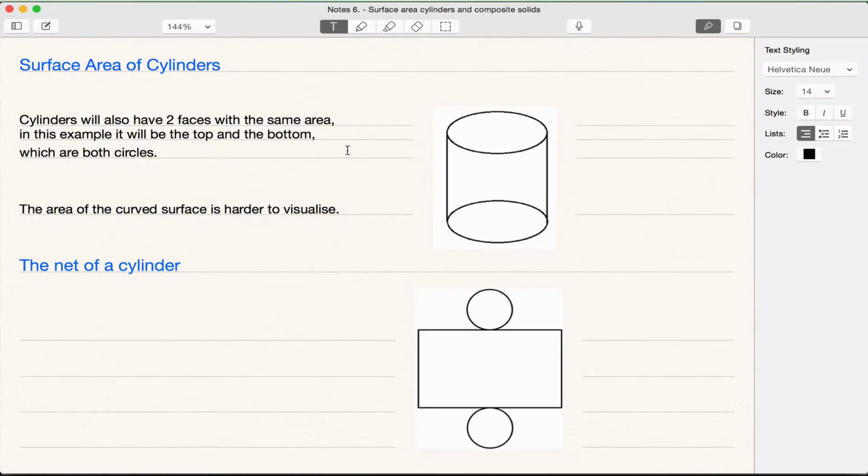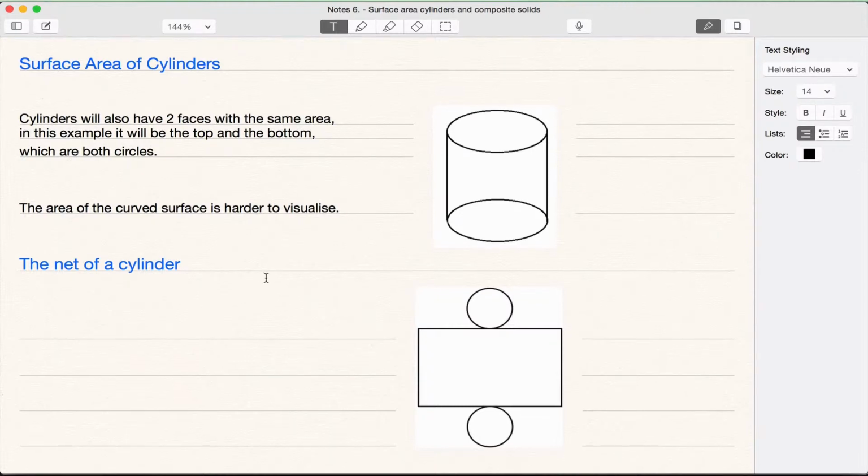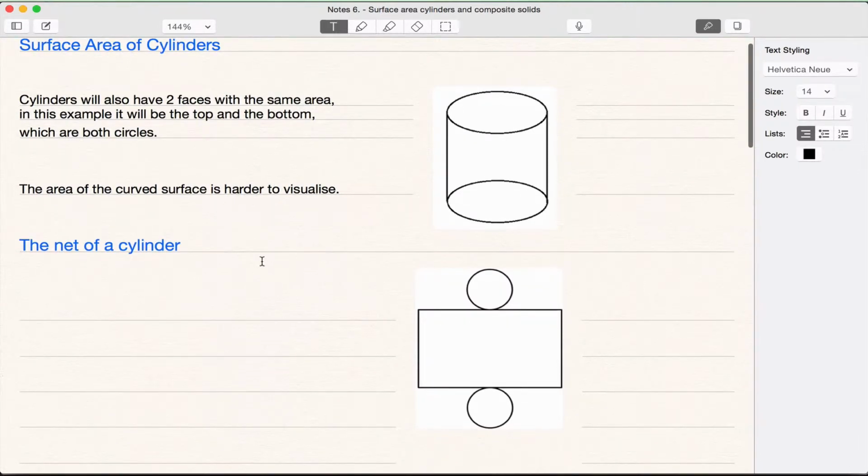If we go back to what our thinking was to do with prisms, we were looking at two of the sides being the same, and opposite faces having similar areas. So we can see here that the top and the bottom would have the same area because they're both circles, but this curved side around the outside of the cylinder is a bit harder to visualize what it would look like.